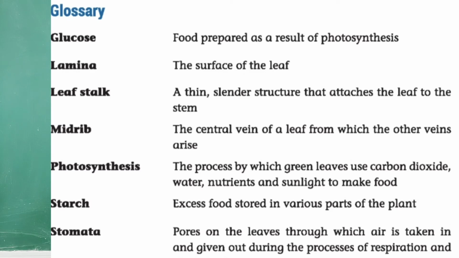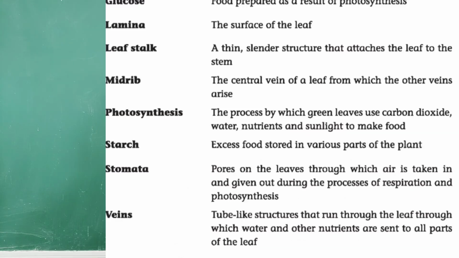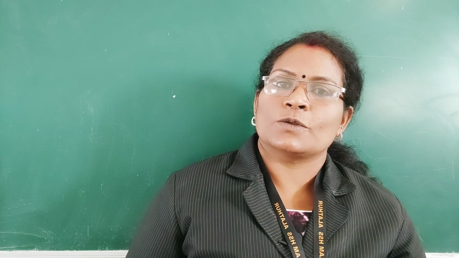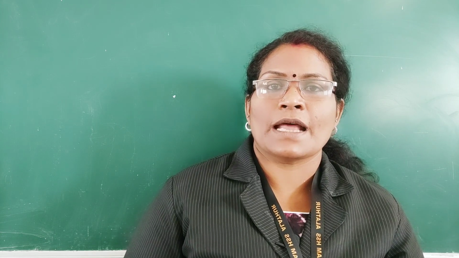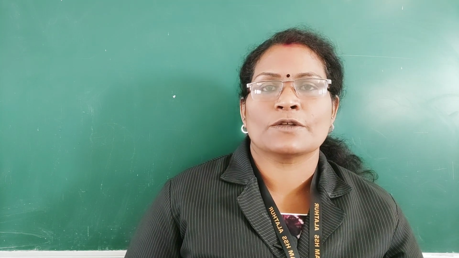Stomata, a small pore seen on the leaves through which air is taken in and given out during respiration and photosynthesis. So stomata is an important part. Through these pores, the air is passing in and out. Next is veins, tube-like structures that run through the leaf through which water and other nutrients are sent to all parts of the leaf. That's all for today. So by this we are concluding this chapter. I hope that you have understood the functions of the leaf well.